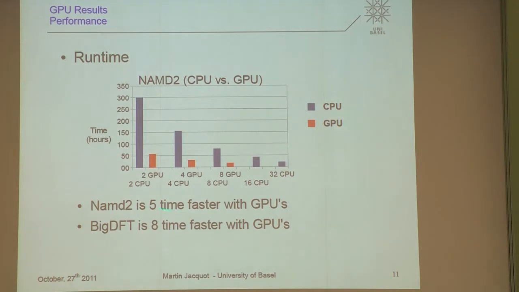That can change in the near future, because NumD is continually porting the code to GPUs, and every time there are more and more parts of the code ported. So in the near future, we should be faster. And for the physics group, where we develop a big DFT, they are now at another range. They are 8 times faster when they use the GPUs than the CPUs.